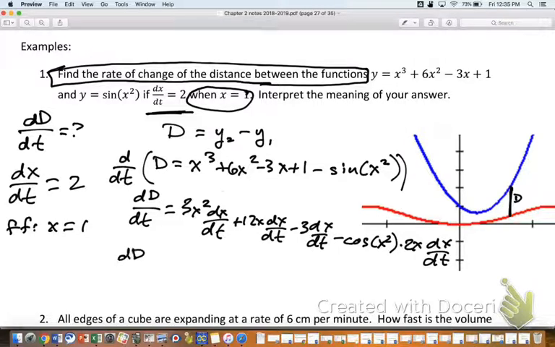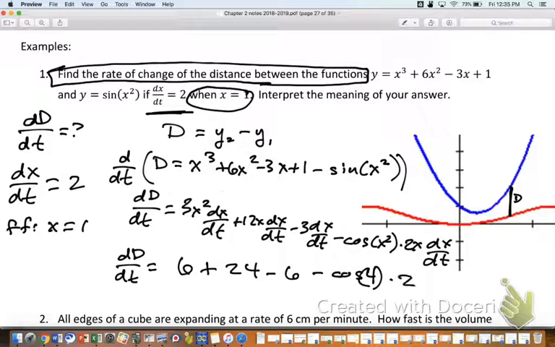So I'm going to say my final dy/dt is going to be... no, it's 3 times 1, so it's 6, plus 24, minus 6, minus cosine of 4 times 2 times 2. Right? X is 1, so it's just cosine of 1. Oh, darn it, you're right. Sorry about that. It's cosine of 1.